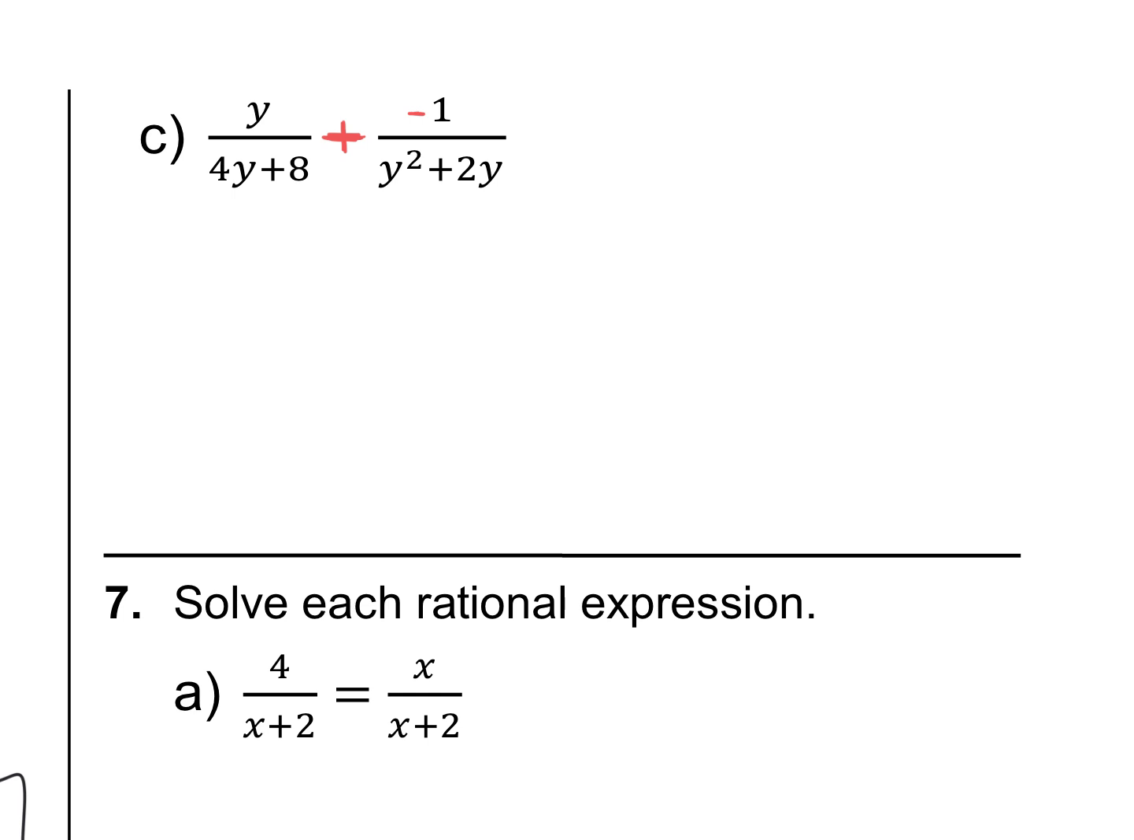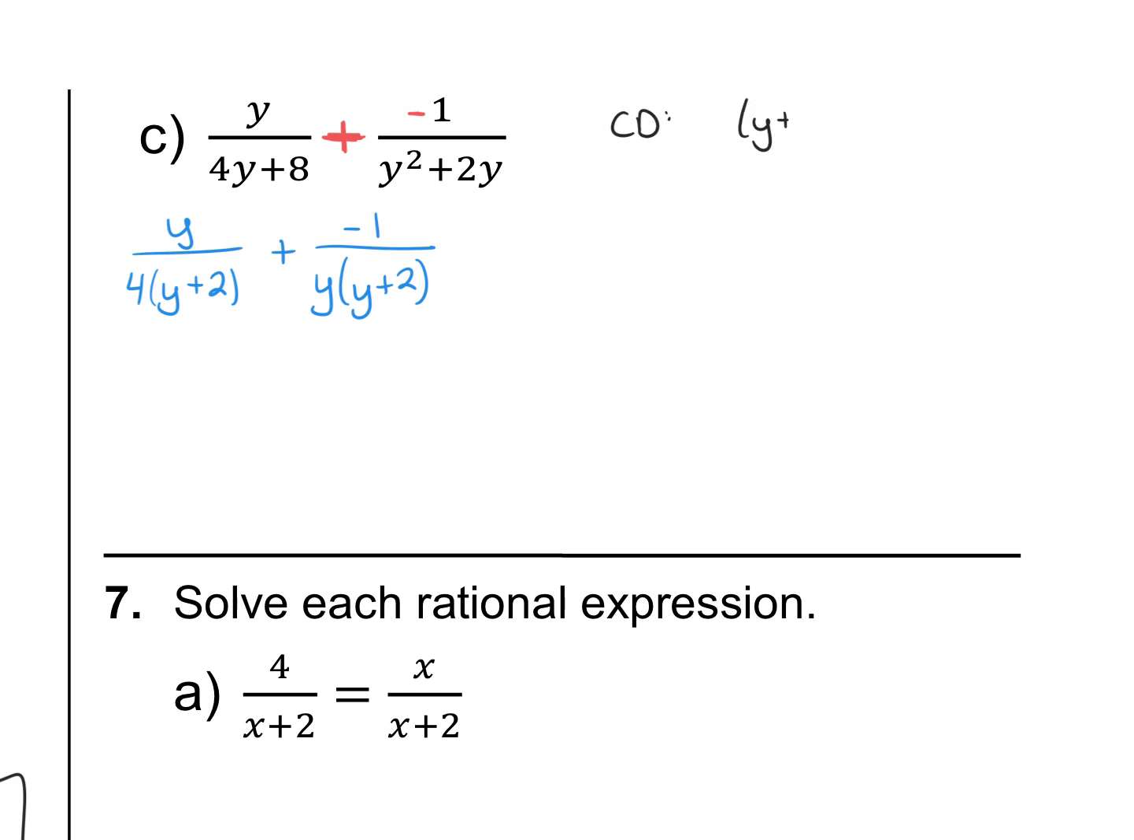Okay. What do we need to look for? Common denominator. Do we have them? No. What do we need to do? Factor. What can I do with 4y plus 8? What can I take out? Take out a 4. What's left? y plus... What's 8 divided by 4? 2. Plus... what can I take out of y squared and 2y? A y. What's left if I take a y out? y plus 2.